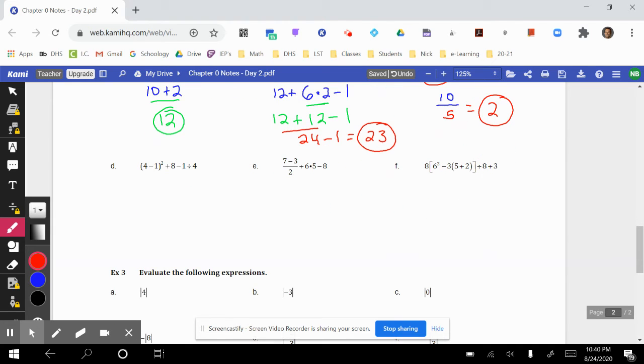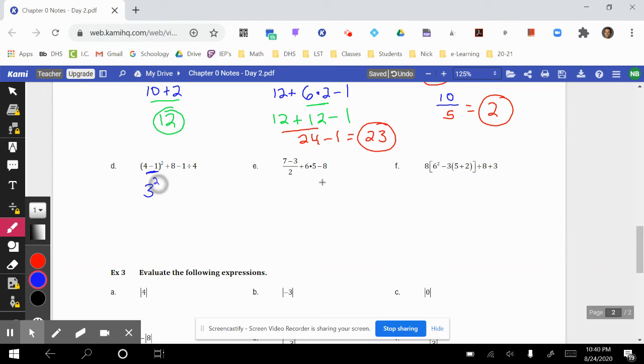All right, let's try D together. We have 4 minus 1 squared plus 8 minus 1 divided by 4. We have a lot of operations going on, but we're going to do it in order. We always take care of parentheses first, meaning whatever is inside the parentheses we have to do first. So inside my parentheses, I have 4 minus 1, which is 3.